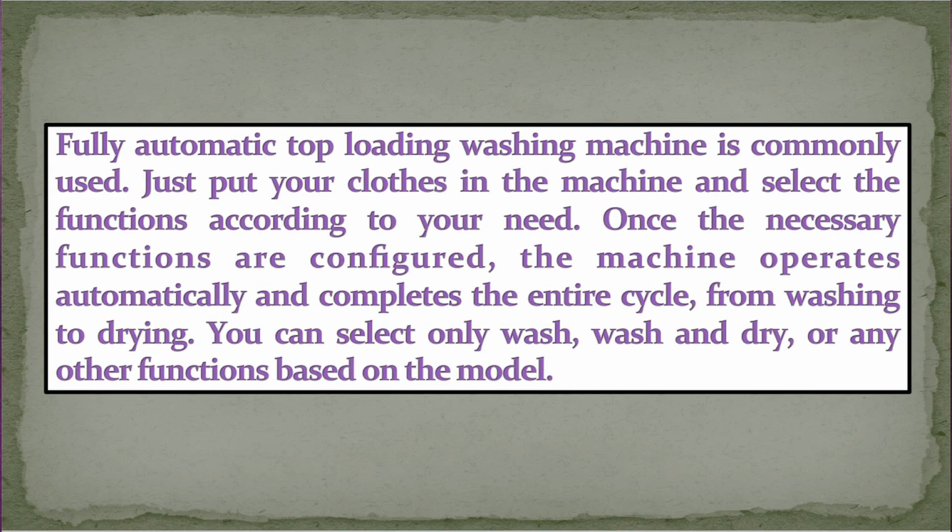Just put your clothes in the machine and select the function according to your need. Once the necessary functions are configured, the machine operates automatically and completes the entire cycle from washing to dry. You can select only wash, wash and dry, or any other function based on the models.